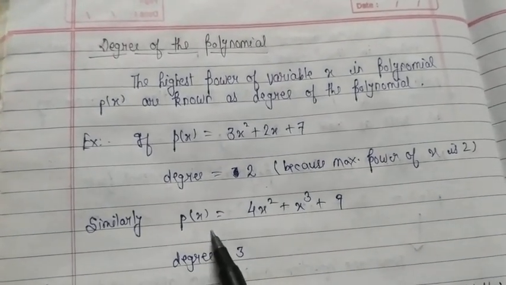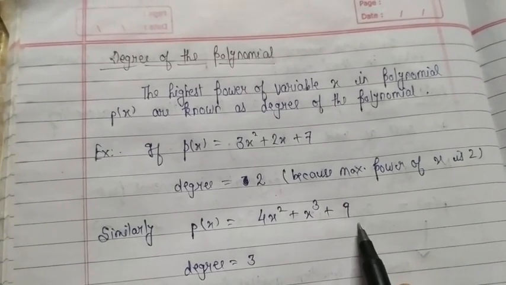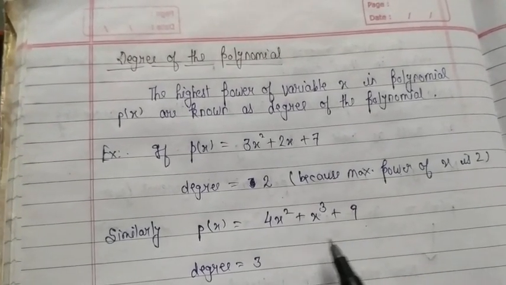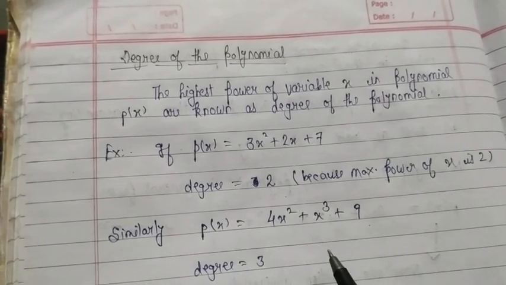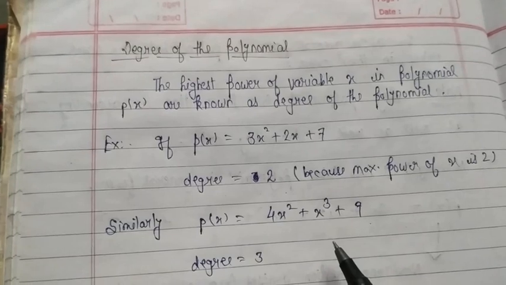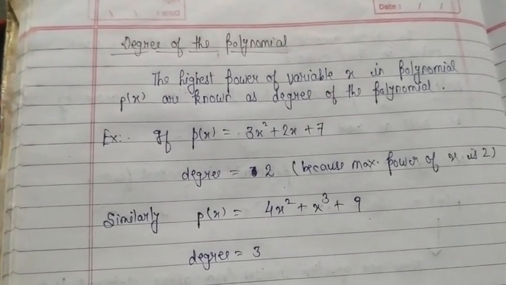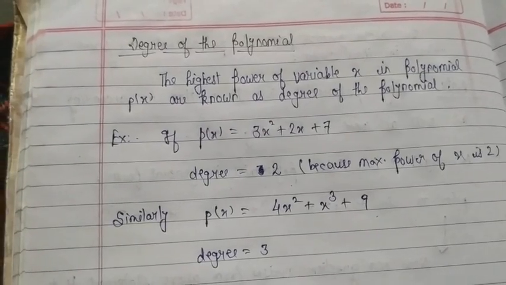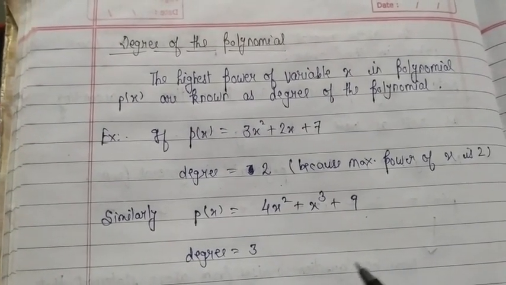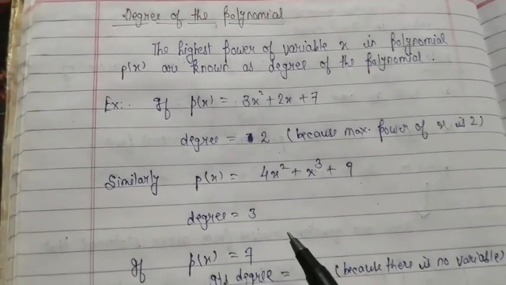Similarly, in this polynomial, 4x square plus x cube plus 9. Now the question comes to mind: why have I not written it in order? I have already told you, a polynomial does not depend on the order, it only depends on the power of the variable. See here, the power of x square is 2, and x cube is 3, so the maximum power is 3, hence the degree will be 3.